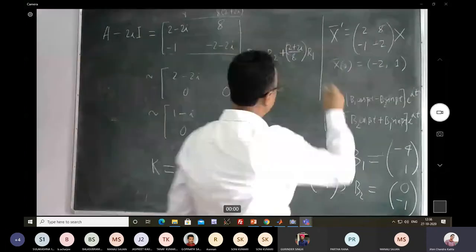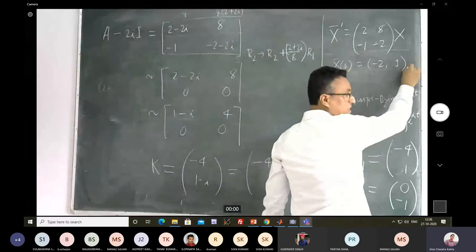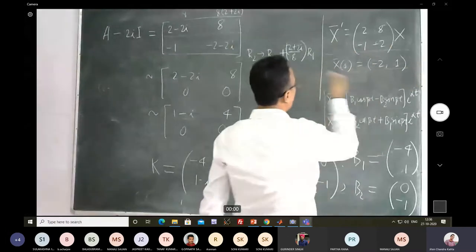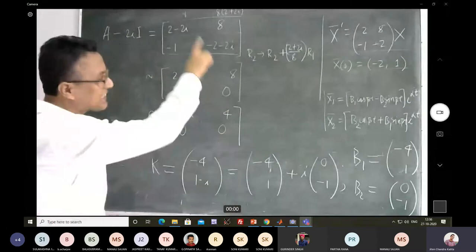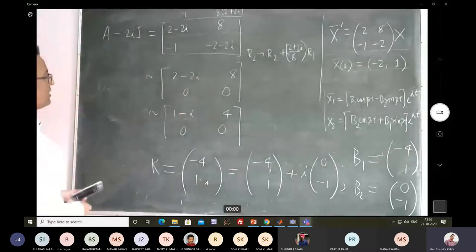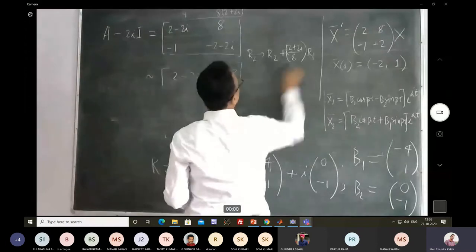Basically we have to solve this equation subject to this initial condition. You may be thinking this is going to be straightforward. Of course, this is going to be straightforward, but I would like to show you something more associated with this. Okay, fine. So, let me take this.